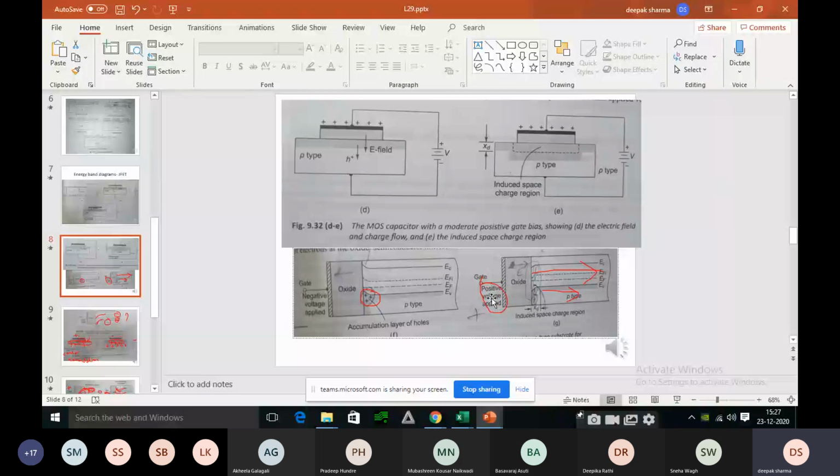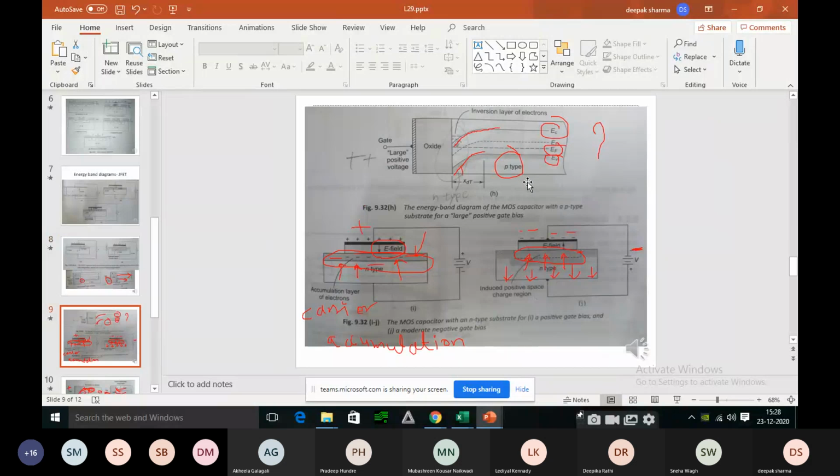If I apply positive voltage, what will happen? Here it should be negative. See, here it is positive, means here it should be negative, correct? When negative means what? Electrons, correct? Electrons will be accumulated on this surface. So when I apply positive, electrons will be accumulated on the surface, correct?